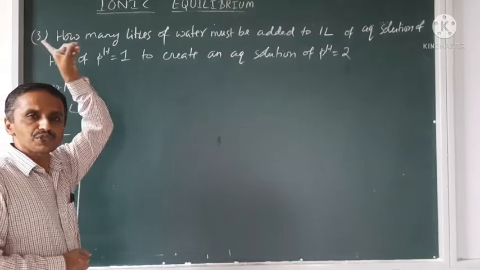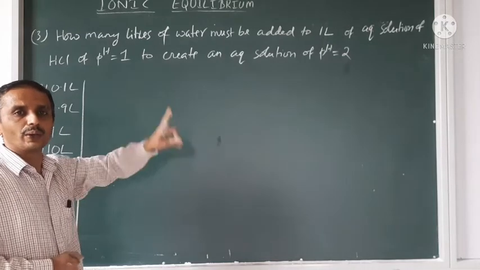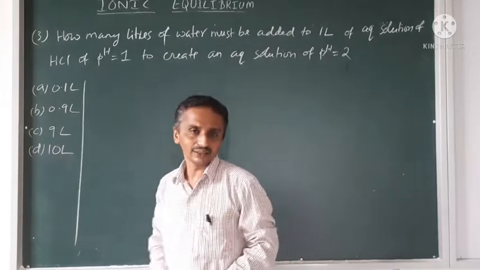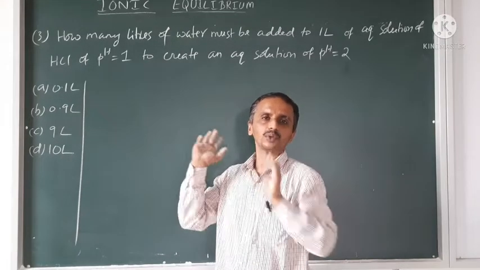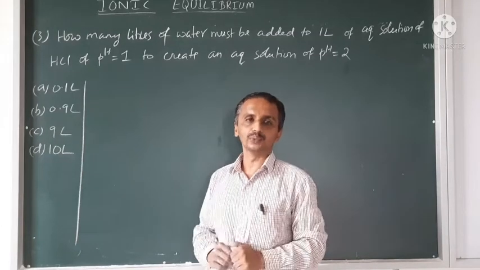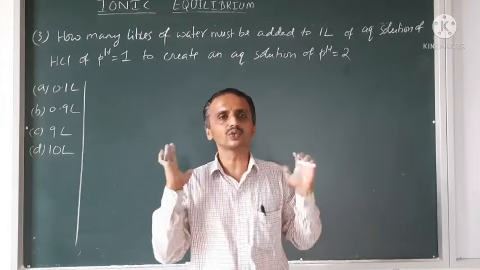So I have to use the A1 M1 V1 equal to A2 M2 V2 dilution formula. But as it is HCl, A is the same only. So M1 V1 is equal to M2 V2. No need to use the A1 or A2 value because it is one only. It is a dilution formula.